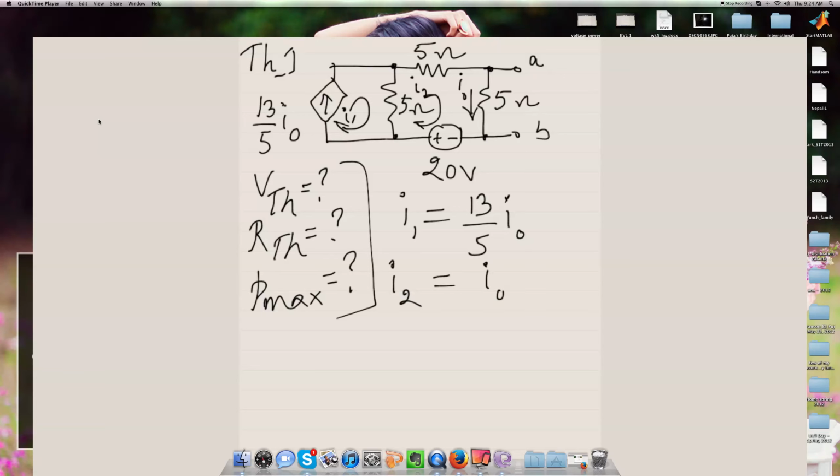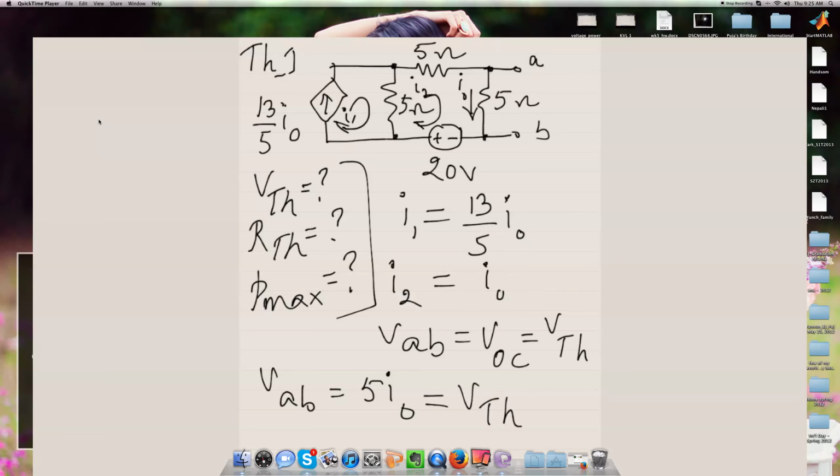And the voltage across the terminals A and B, what we call VOC, or Thevenin voltage, is given by Ohm's law here as 5 times I naught. Okay? So if we know I naught, eventually in numerical form, we know the Thevenin voltage. So the Thevenin voltage will be determined in this manner. So let's get to it.